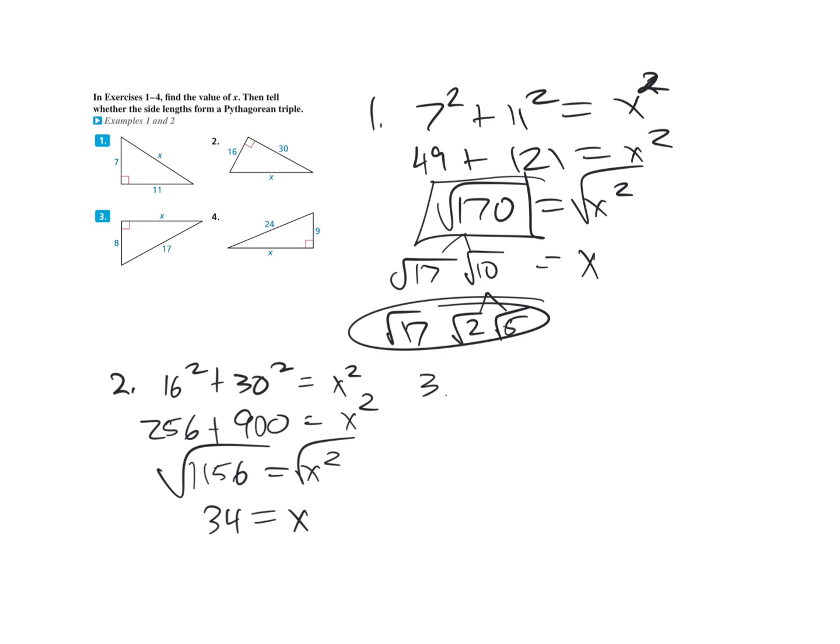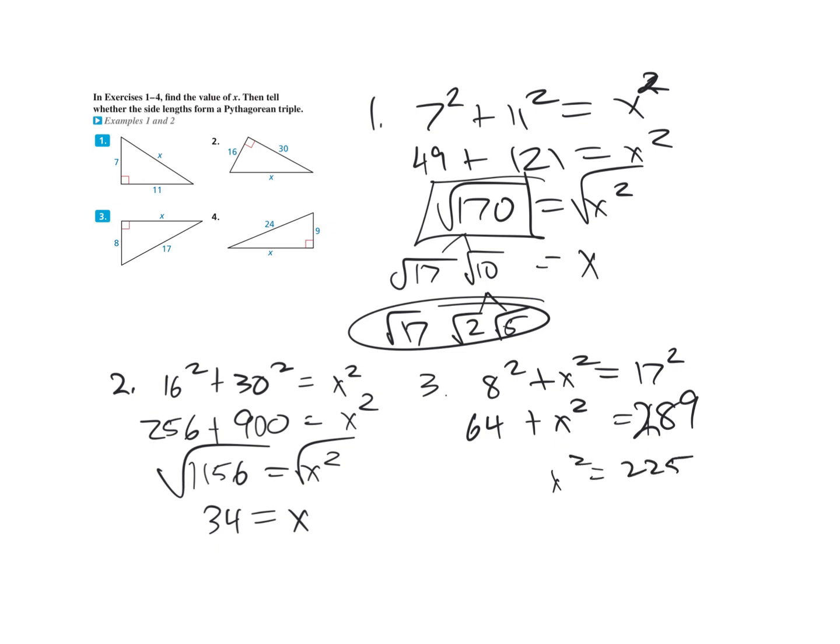Number 3, you have 8 squared plus x squared equals 17 squared. 17 is in the c position. So now we have 64 plus x squared equals 289. Okay, so take 289 minus 64, and x squared is equal to 225. Take the square root, so x is equal to 15. And that's a Pythagorean triple, 8, 15, 17.